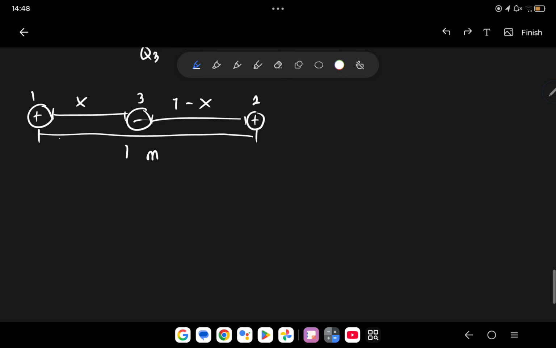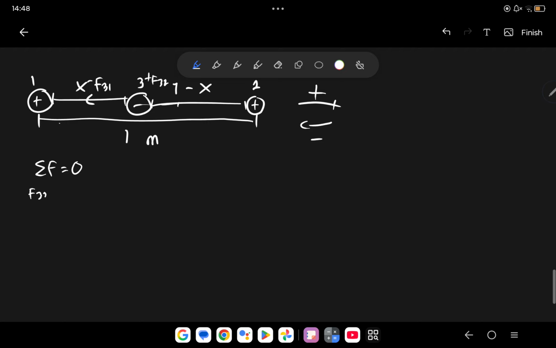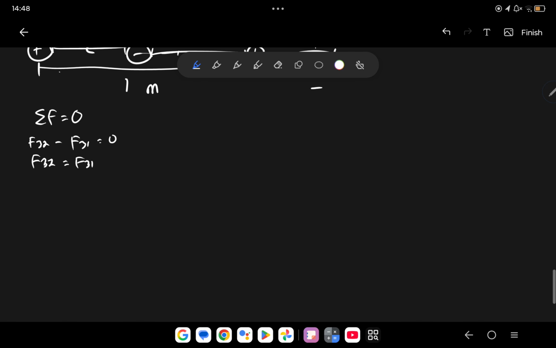Alright, so we have determined the distances, and now let's just plug it in. Same as the previous problem, we will draw the direction of the forces first. F31 is this way, and F32 is this way. Now, let's assume to the right is positive, so to the left is negative. So this will be positive, this will be negative. So sigma F is equal to 0 because it's in equilibrium, and then F32 minus F31 will equal 0, and F32 will equal F31. Cool. Alright, now we write the long form equation, I guess.